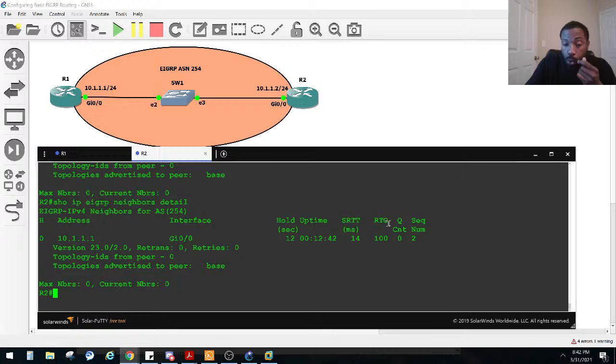Right? RTO is what? Round trip something. Maybe round trip offset. I don't know. RTO is the retransmission timeout.